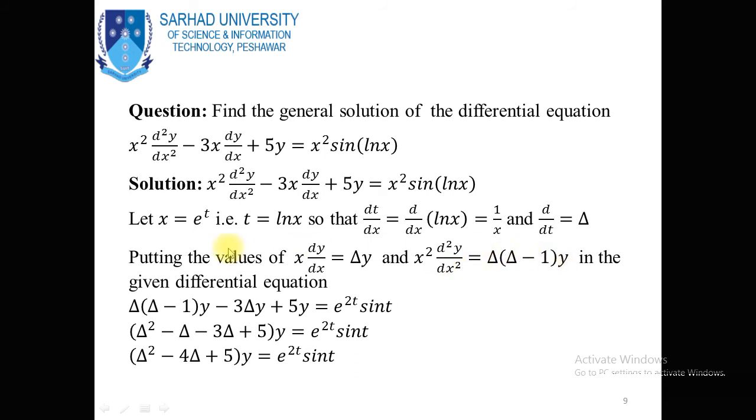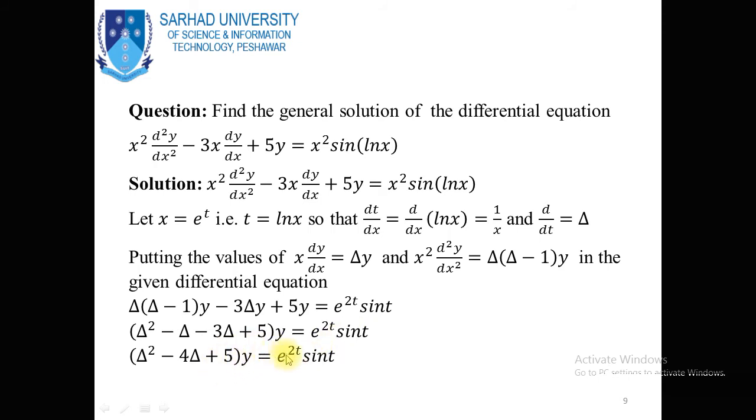In the given equation, we obtain D(D minus 1)y minus 3Dy plus 5y is equal to e power 2t sin 2t. Taking y common, we obtain D square minus D minus 3D plus 5 into y is equal to e power 2t sin t. You see over here, x square is equal to e power 2t and log x is equal to t. So on the right hand side we obtain e power 2t sin t.